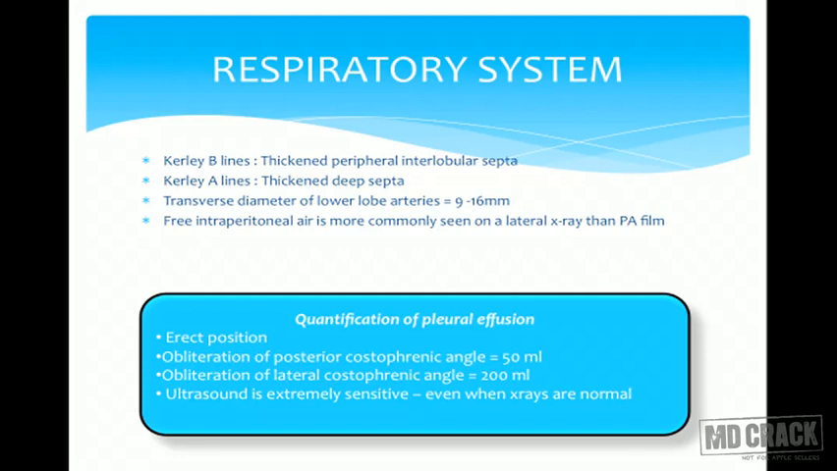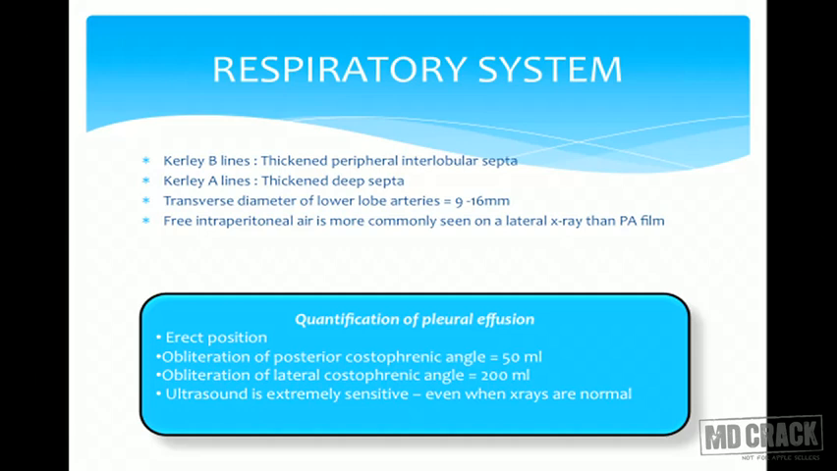Quantification of pleural effusion has to be done in an erect position. Obliteration of the posterior costophrenic angle, which is seen on a lateral X-ray chest, is the most sensitive sign. When there's 50 ml of fluid, that's where your obliteration takes place first. Obliteration of your lateral costophrenic angle, which is on your frontal projection, which I showed you, occurs when there's at least 200 ml of fluid which has already accumulated.